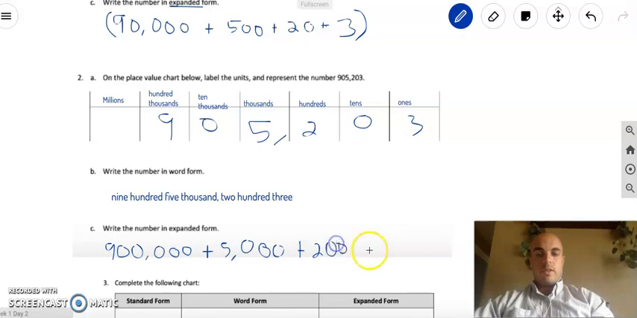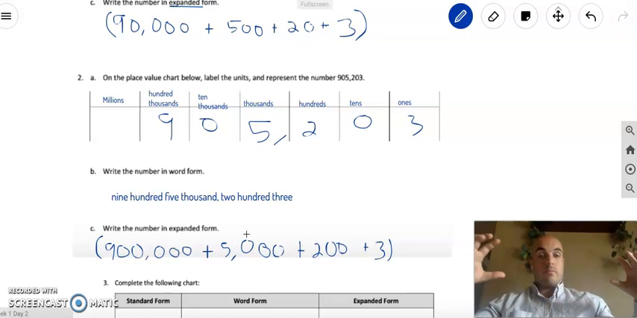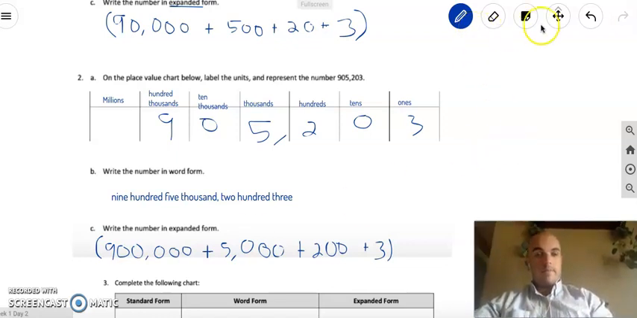200 plus 3. And I'm going to put my parentheses around it. So if we were to add this up and put it back together in standard form, it would be equivalent to 905,203. We just pulled it apart, we expanded it.